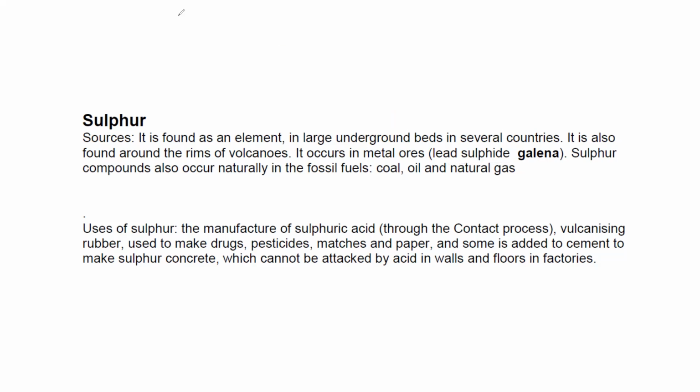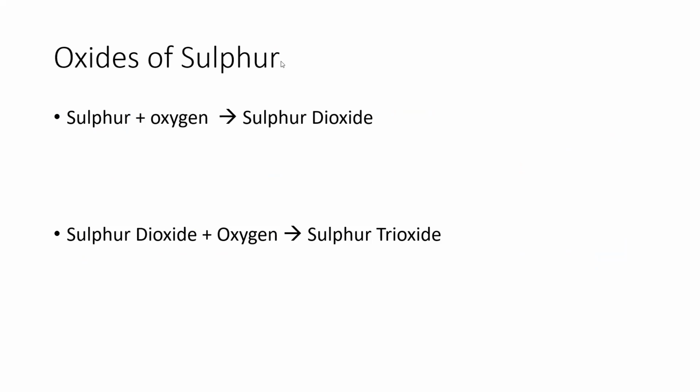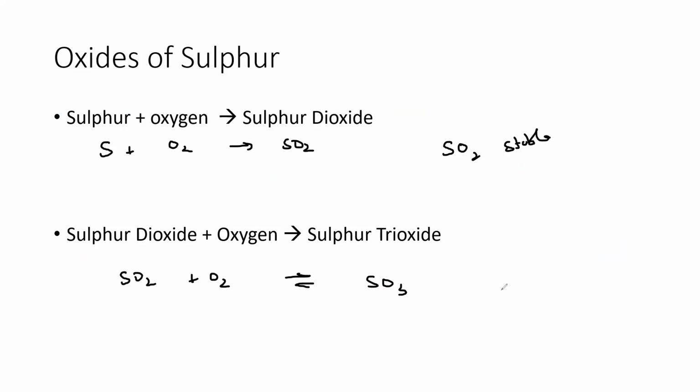Then there are the oxides of sulfur. What are the two oxides of sulfur? One is sulfur dioxide, another one is sulfur trioxide. When sulfur reacts with oxygen, it gives sulfur dioxide. And when sulfur dioxide further reacts with oxygen, it gives sulfur trioxide. But what is the difference between them? Sulfur dioxide, or SO2, is a stable oxide of sulfur. But SO3, sulfur trioxide, is an unstable oxide. It can decompose or break down.